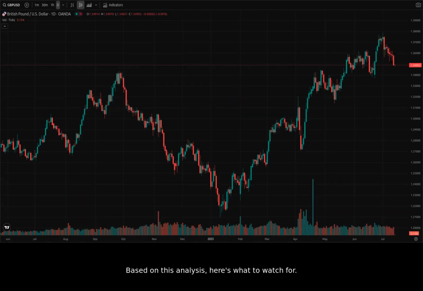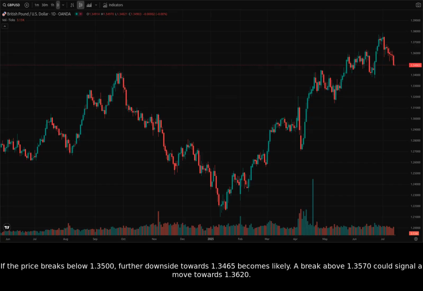Based on this analysis, here's what to watch for. Important price levels to monitor are the 1.3500 support and the 1.3570 resistance. If the price breaks below 1.3500, further downside towards 1.3465 becomes likely. A break above 1.3570 could signal a move towards 1.3620.